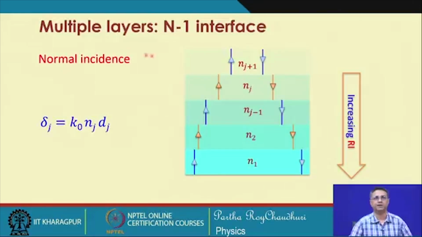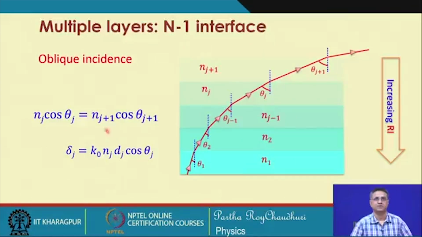Now, we will consider multi-layers, that you have successive layers of increasing or decreasing refractive indices, and let us suppose that the wave is incident at this interface, part of the wave will be reflected, part of the wave will be transmitted, from this interface there will be reflection, and so on and so forth. In this case, because it is normal incidence, delta j will be k 0 n j d j.